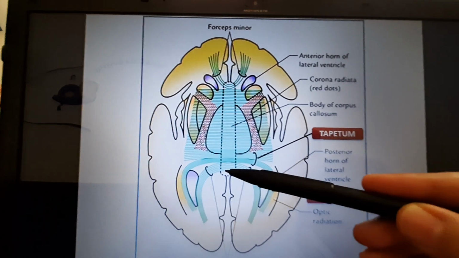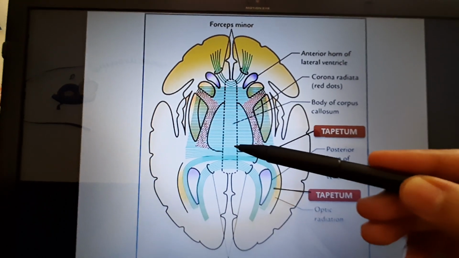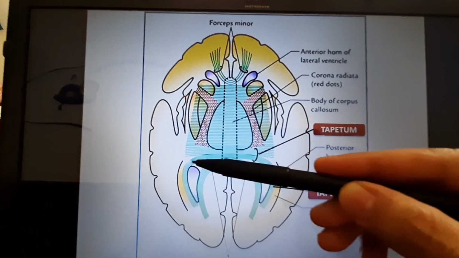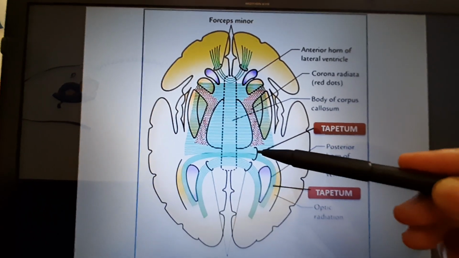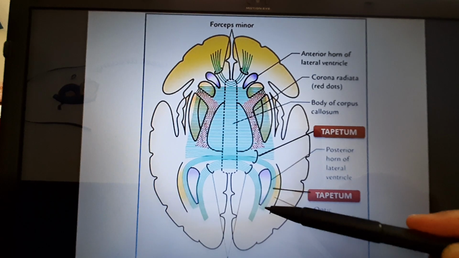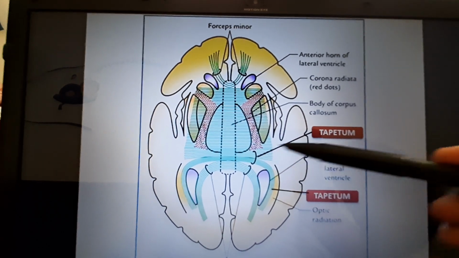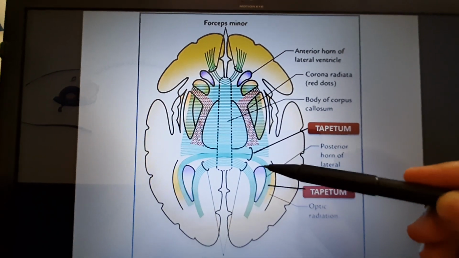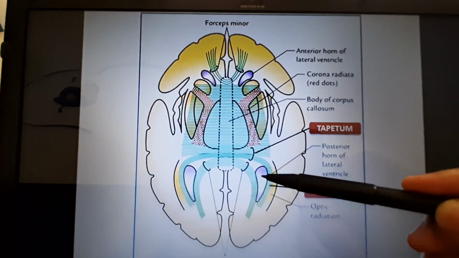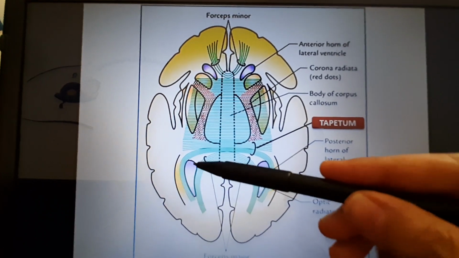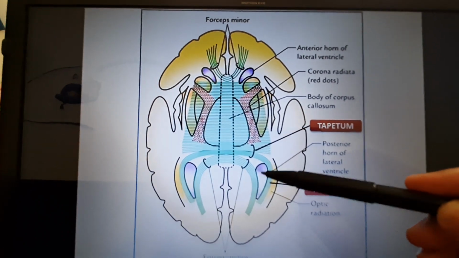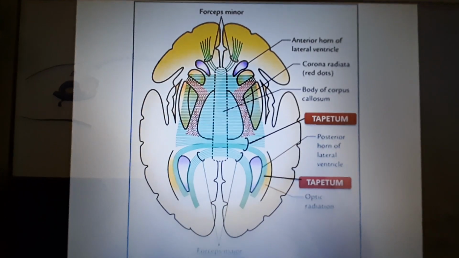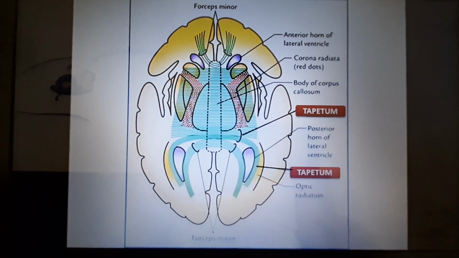See the fibers running from the splenium as well as the body but not taking part in the forceps major. So these fibers, see this. And this part, this is the tapetum, and here you can see the posterior horn of the lateral ventricle in purple. So the lateral wall, as well as the roof of the posterior horn of the lateral ventricle, is occupied by the tapetum of the corpus callosum.